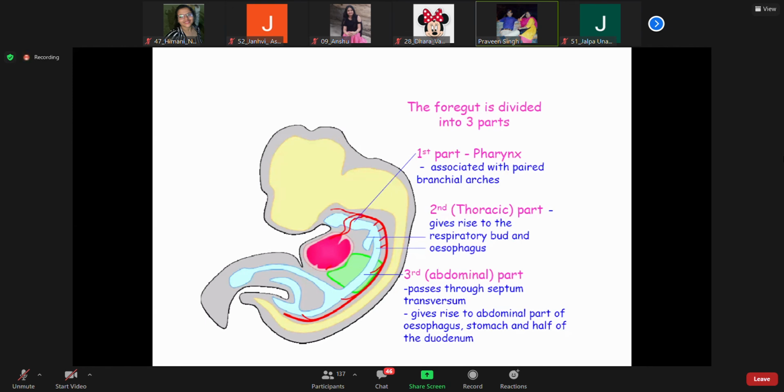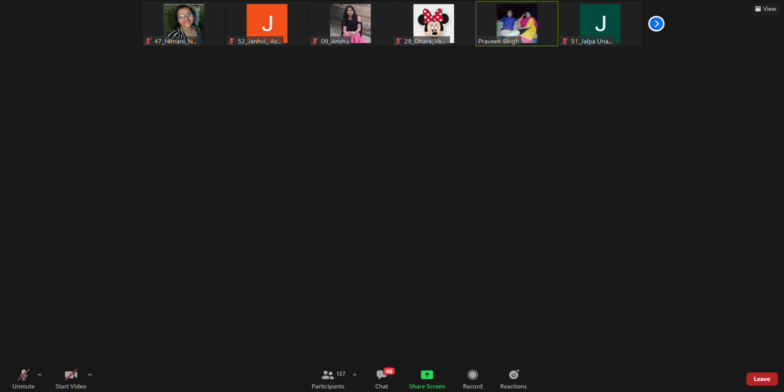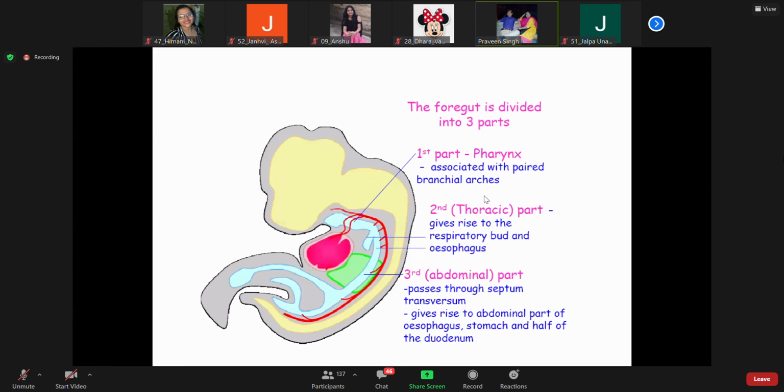Okay, so you must have seen this and understood this part till this part of the foregut. The pharynx we will not study right now. We will study the pharynx with head and neck. We will see the thoracic part and the abdominal part now.